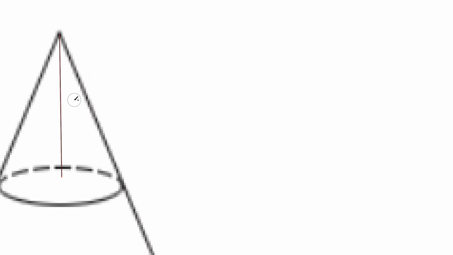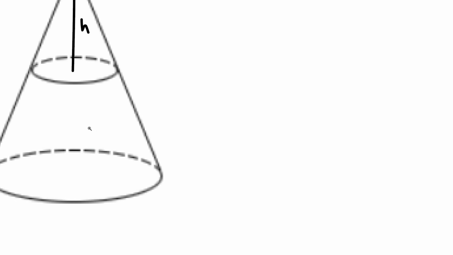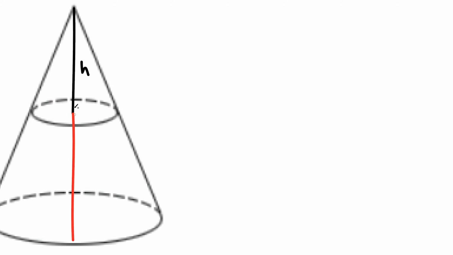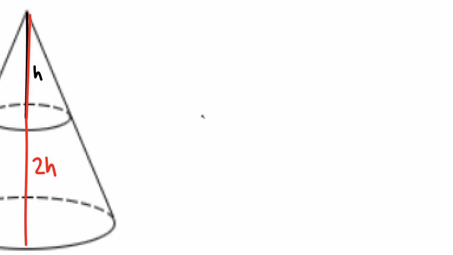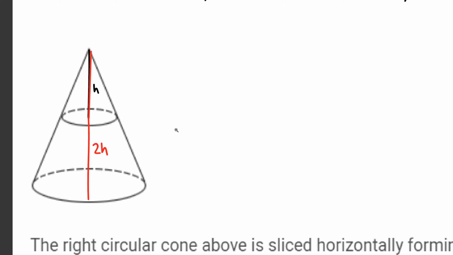So this is going to be h, and then we also have another one on the bottom. So let me just change the color for that one. And this can even extend all the way up here to h. So let's find the volume of these two cones.